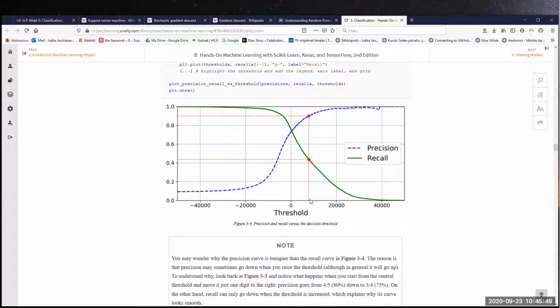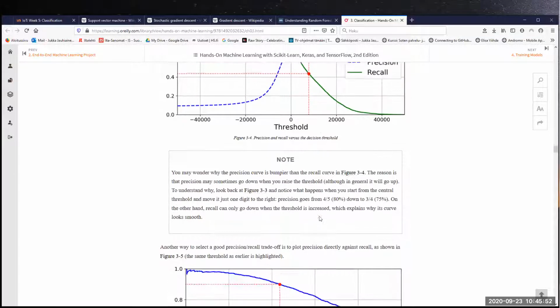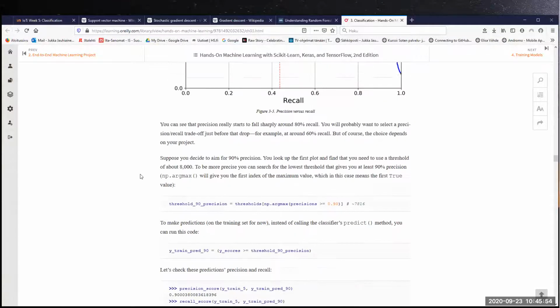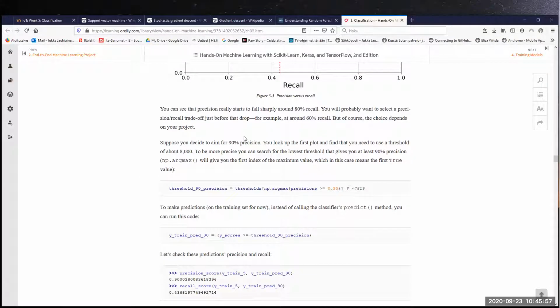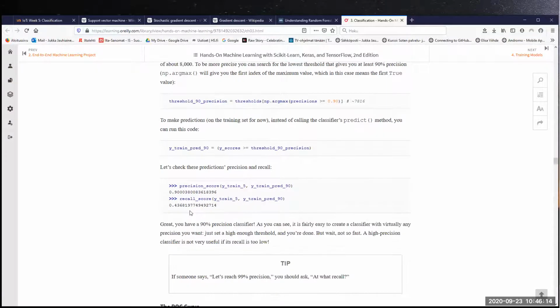And then the corresponding threshold is around, is it 6,000? It's explained in the text somewhere here. 8,000. So you decide to aim for 90% precision. You look up the first plot, and you need the threshold about 8,000. Then you see that for this 90% precision, you have recall about 0.44.